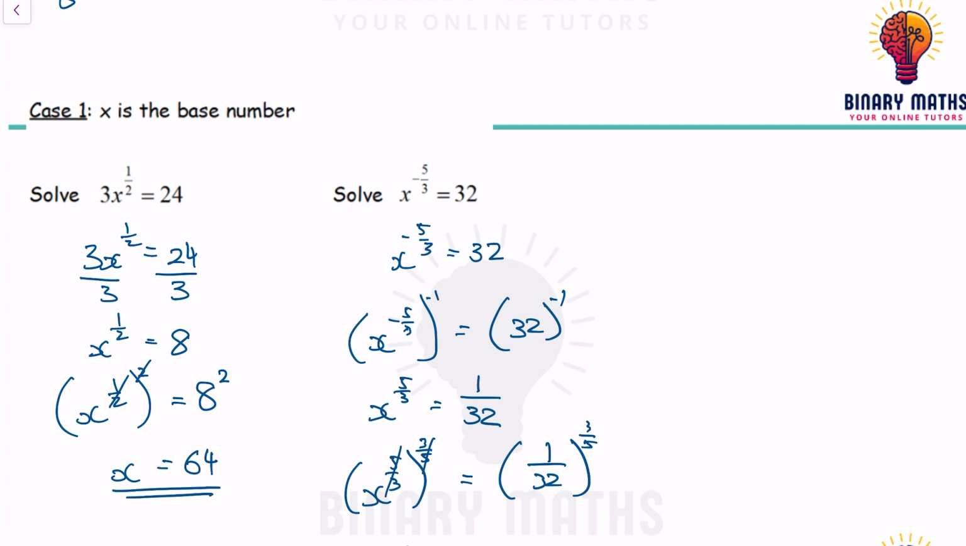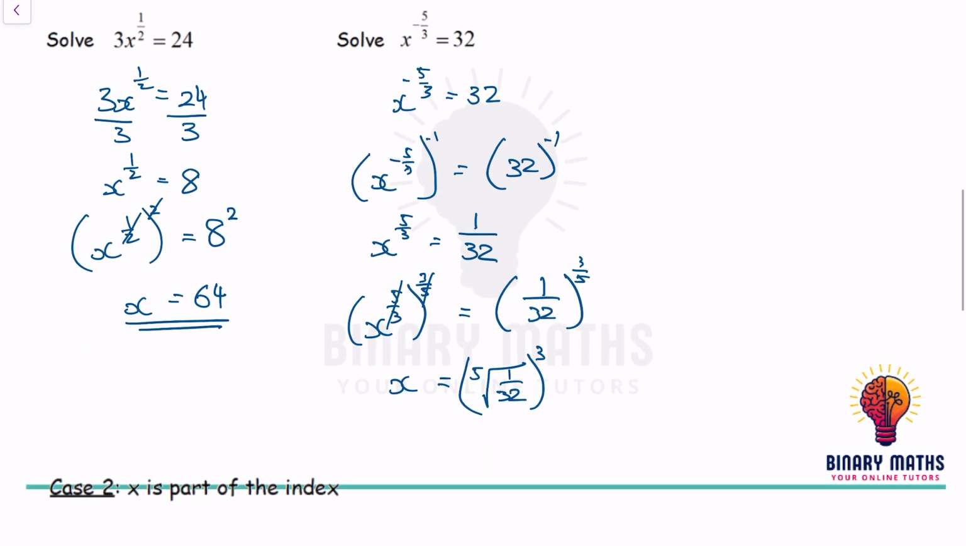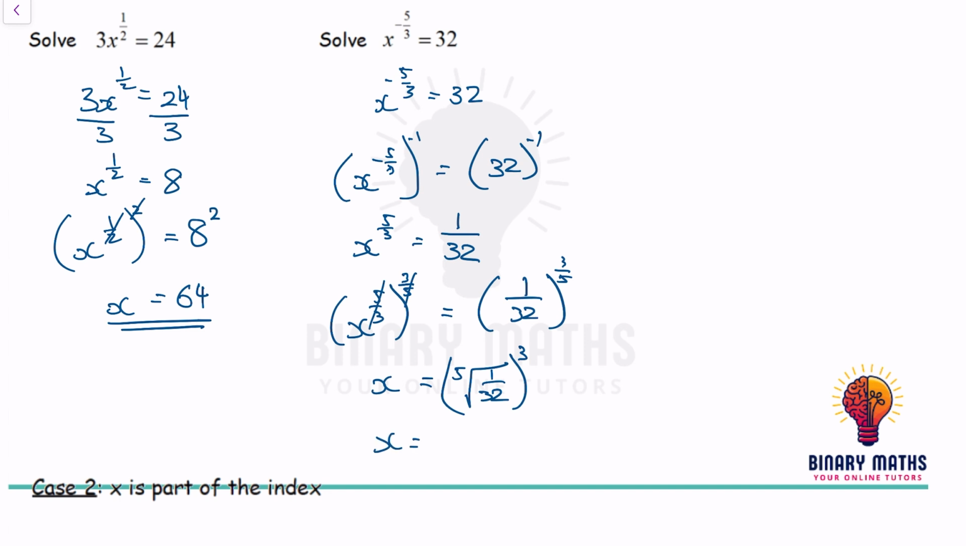1 over 32 raised to the power of 3 over 5 is the same thing as first fifth rooting 1 over 32, because 5 is in the denominator, and then cubing it. Now if I do that correctly, x will be equal to the fifth root of 1, which is just 1. And the fifth root of 32 is 2 because 2 to the power of 5 is 32. So then I need to cube it. Now cubing it means I do 1 cubed at the top, which is 1, and 2 cubed is 8. So that would be the final answer for that one.